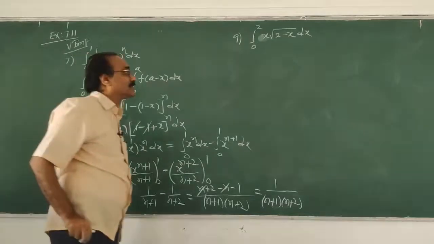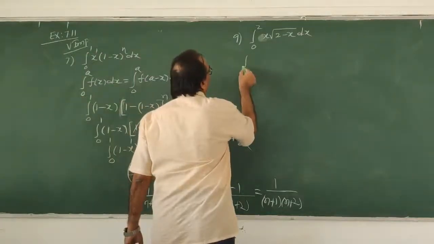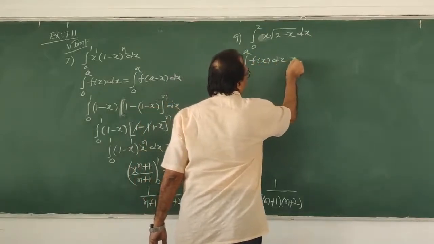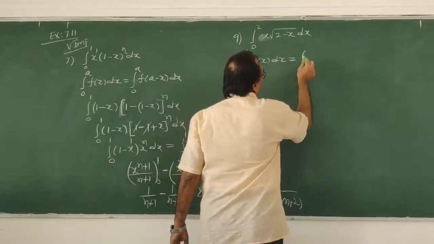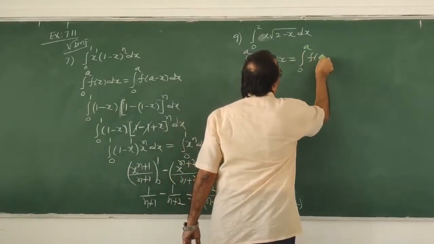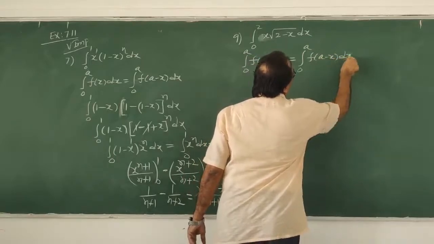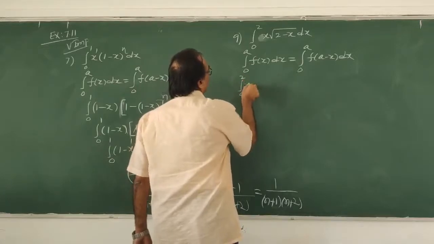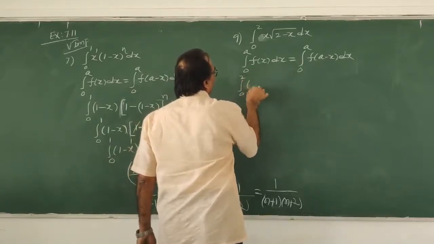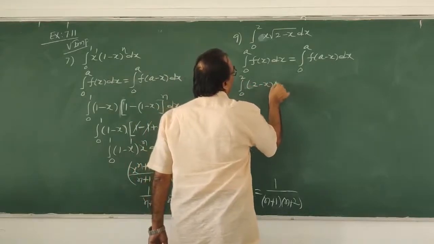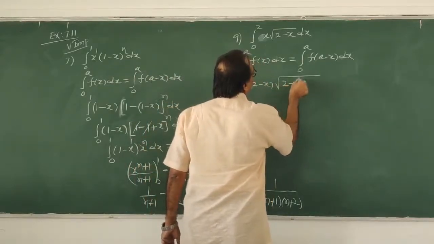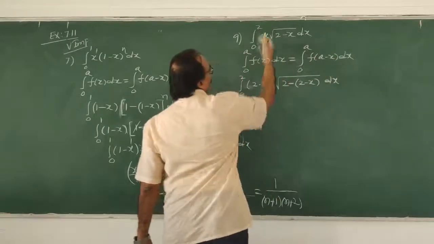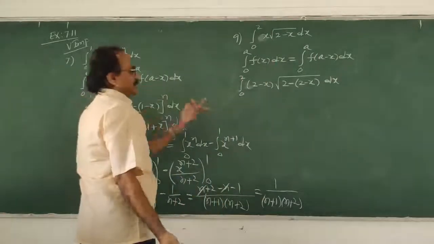My dear students, we'll do it like this. Again, integral 0 to a, f of x dx is equal to integral 0 to a, f of a minus x dx. See how patiently I'm writing each and every property, so that you remember these properties without any difficulty. Here, in place of x you write a minus x, where a means 2, so 2 minus x wherever x is there. That's all I did.